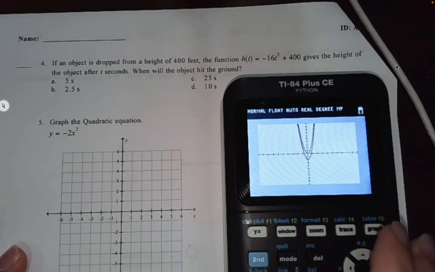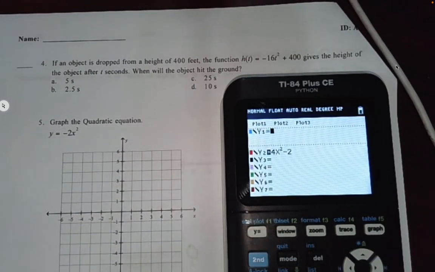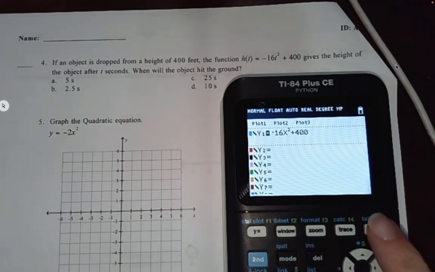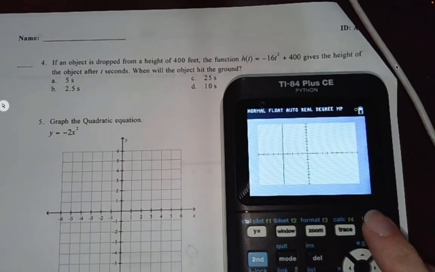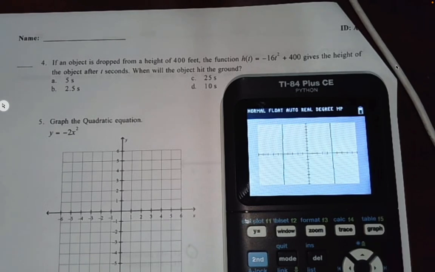Number 4, it says you have this object and it's dropped. When does it hit the ground? So again, I'm going to graph. I go to y equals -16x squared plus 400. All right? Now, I am not going to see the whole thing.